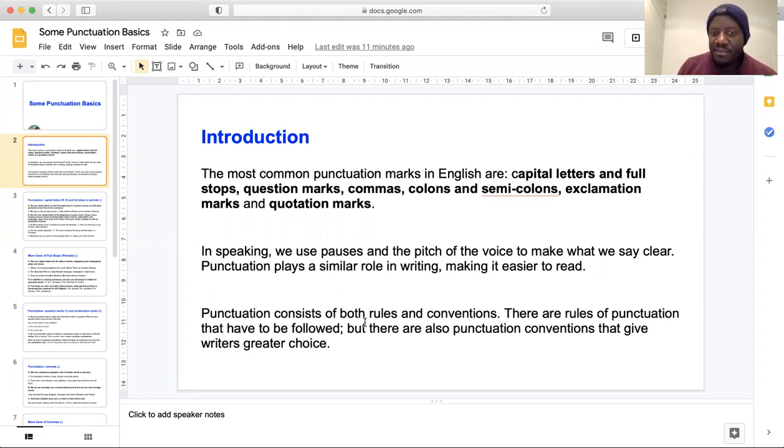Punctuation consists of both rules and conventions. And there are rules of punctuation that have to be followed. But there are also punctuation conventions that give writers greater choice. We will not go into the complexities of conventions and the other stuff, but we want to limit ourselves today in this video specifically to the very basic things about punctuation.